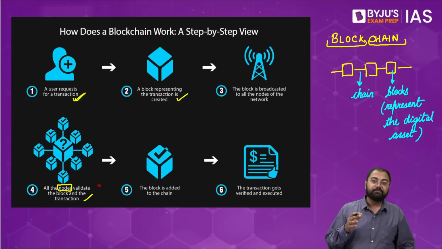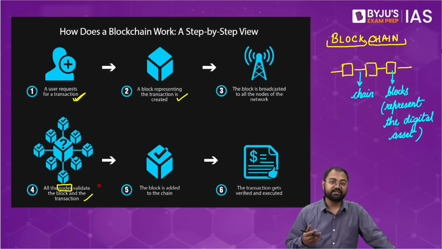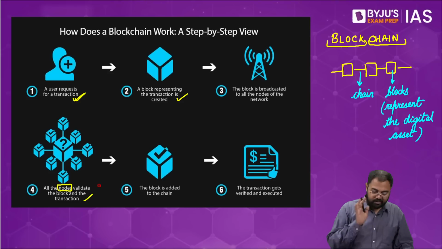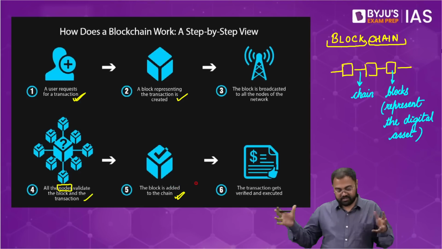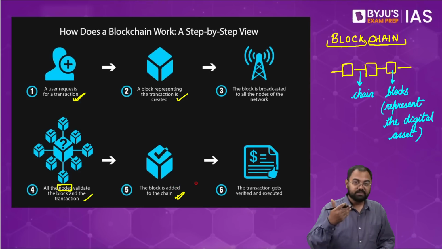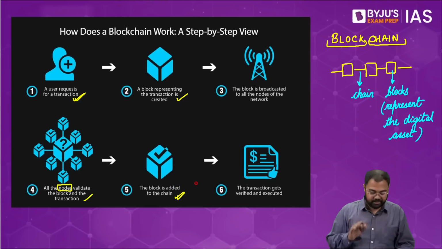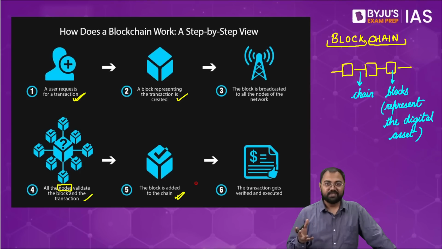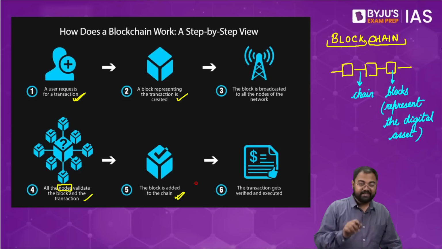These nodes have to validate the transaction, and once the nodes validate it, the blockchain will be created. A block will be added to the chain, and the transaction can be completed. Now the question is, who are these nodes who have to validate the transaction?